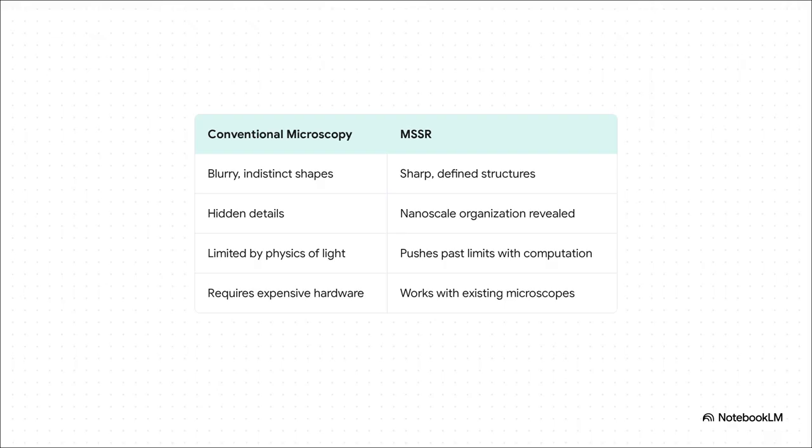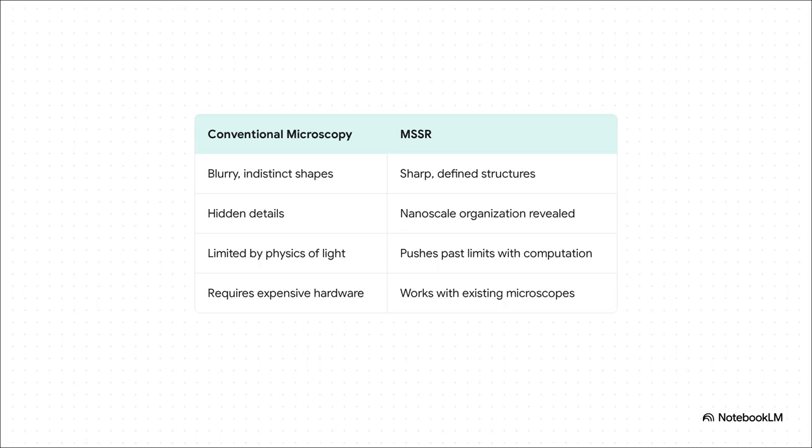So, to put it all together, the transformation is just total. We go from indistinct, blurry shapes to sharply defined structures, from hidden details to a whole nanoscale organization being revealed. We're not just limited by the physics of our lenses anymore. We're pushing past those limits with pure computation. And maybe the best part? It can work with data from microscopes that labs already have, opening up access to this incredible level of detail for everyone.